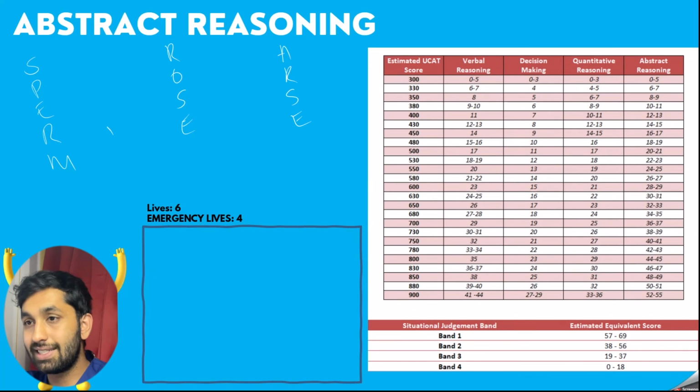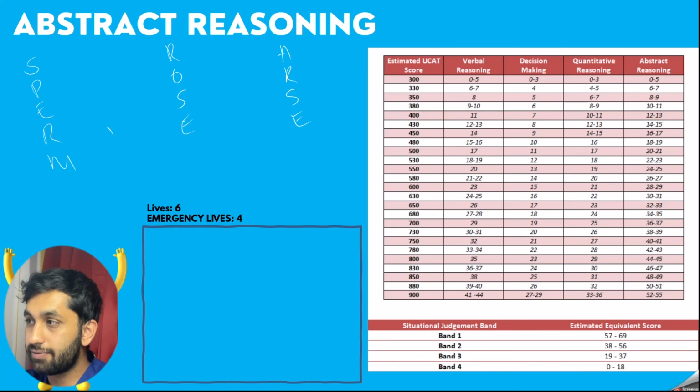And so I haven't written down what each one stands for, and if you don't know, go into my UCAT playlist and take a look at, I don't know what I've called it, but mnemonics for abstract reasoning, and hopefully you should be able to find it. In the exam, I still wrote down what each letter stood for, and that took me exactly 1 minute. But then on top of that, I did once again quickly write 6 lives and then 4 emergency lives.